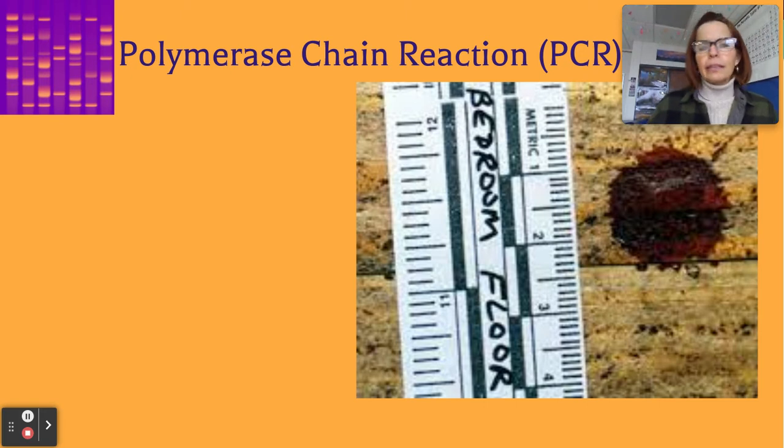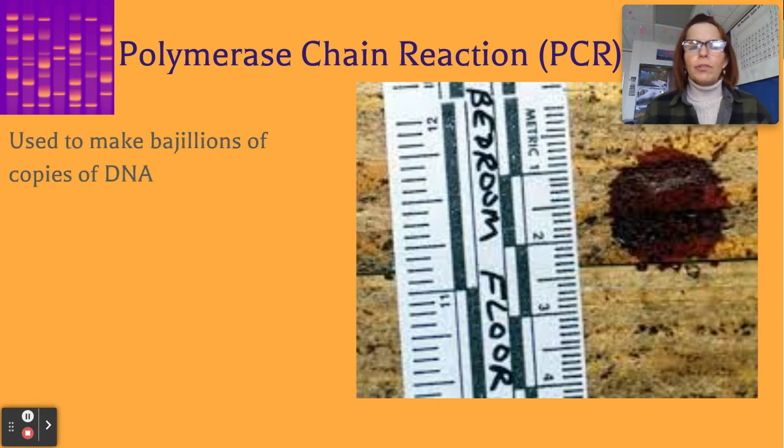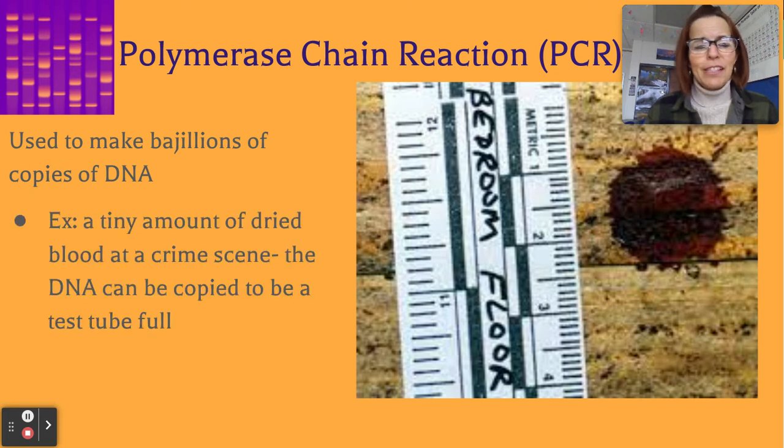So this is called polymerase chain reaction. I feel like the name doesn't really explain very well what it is, but if you think about it, DNA polymerase is what copies the DNA, and it's a chain reaction. So we're just getting DNA copied and copied and copied, and that's the idea here. It's used to make bajillions of copies of DNA.